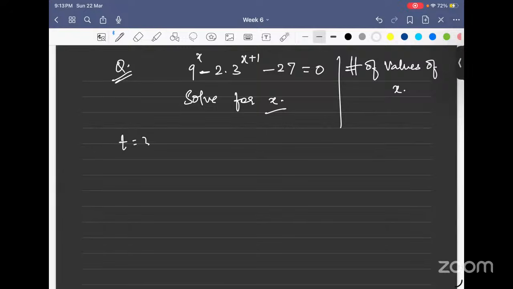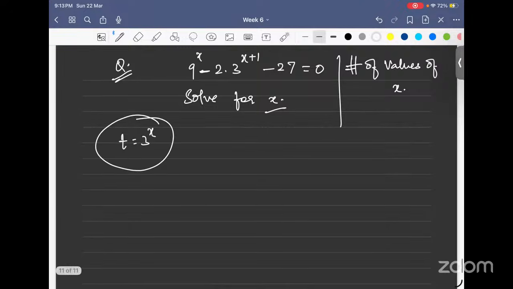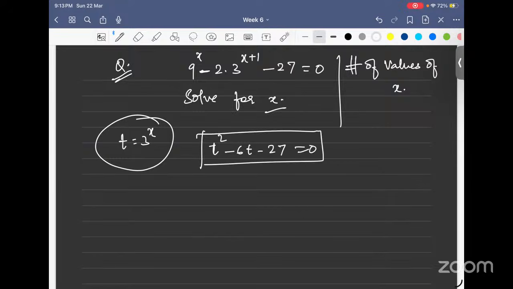Consider 3^x equal to t. Then we are getting a quadratic, t squared minus 6t minus 27 equals 0. This equation everybody is getting, right?